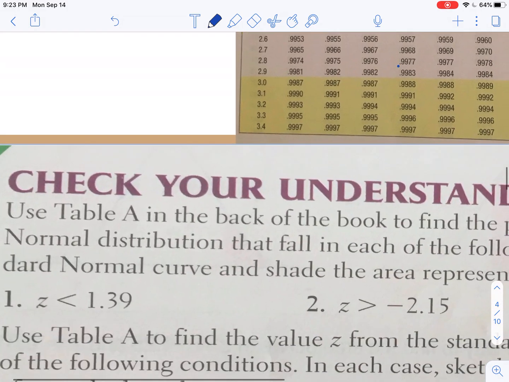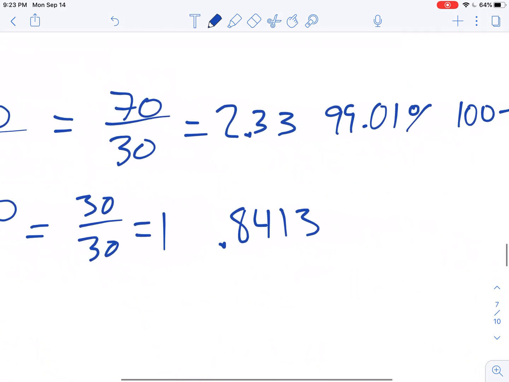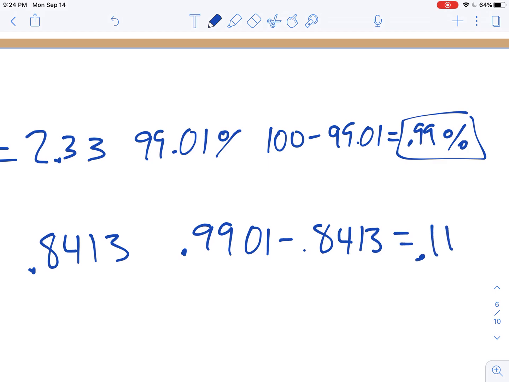Now to figure out what percent of these 14-year-old boys have to be concerned about their cholesterol, we'll do 0.9901 minus 0.8413. So 0.9901 minus 0.8413 is 0.1488. So that means 14.88% of 14-year-old boys are at risk.